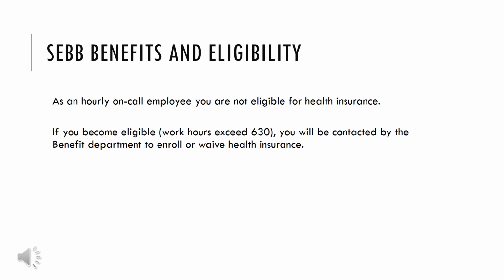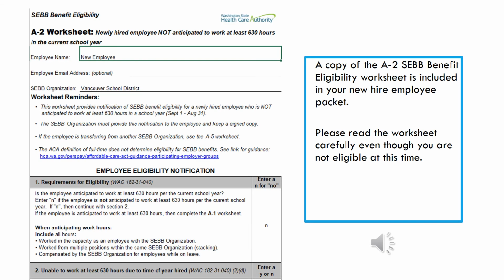As an hourly on-call employee, you are not eligible for health insurance. If you become eligible, or your work hours exceed 630 for the year, you will be contacted by the benefit department to enroll or waive health insurance. A copy of the A2 SEB Benefit Eligibility Worksheet is included in your new hire packet. Please read the worksheet carefully, even though you are not eligible at this time.